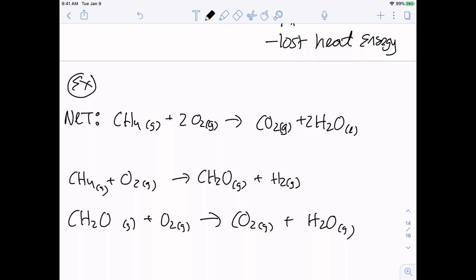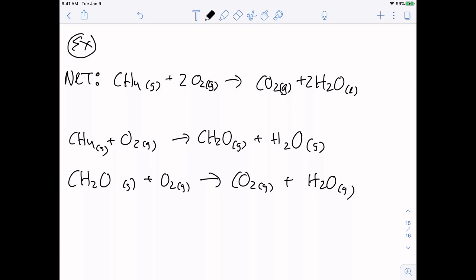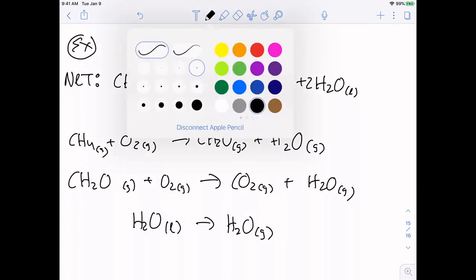I wrote this, sorry guys, I wrote this one wrong. It was water gas. And it's 3 steps, not 2, sorry. I keep on goofing this one up. I have water liquid going to water gas. And then we are given the enthalpy changes for these.